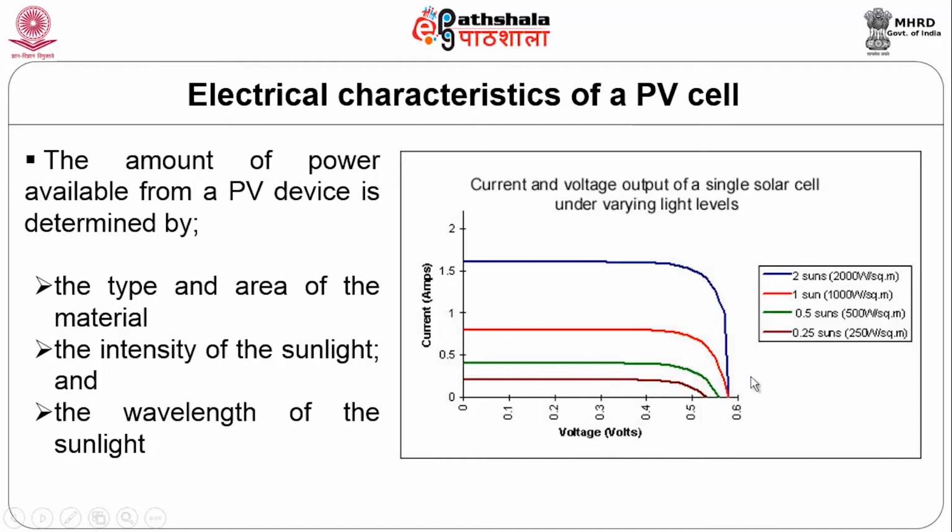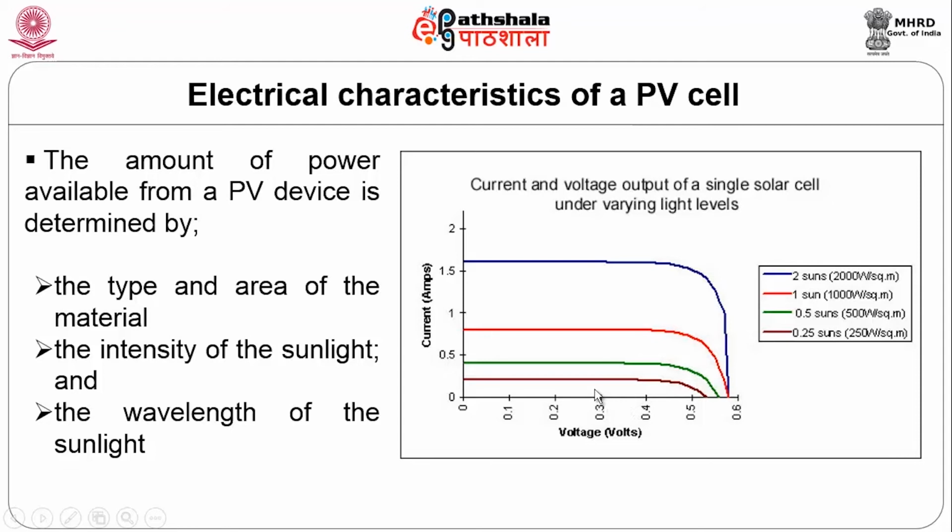And here we have the various suns effect. This is about 0.25 sun, this is about 0.5 sun, this is the 1 sun, and this is the 2 sun. You may be wondering how 2 sun could be created here. When we concentrate the solar rays, we can increase the sun's effect from 1 sun to 2 sun, even 5 sun, 10 sun, 30 sun, even up to 100 sun, and we can create that by focusing the sun's radiation.